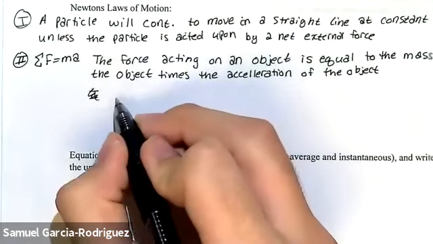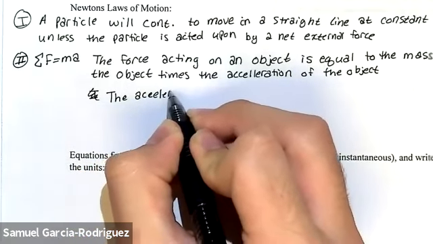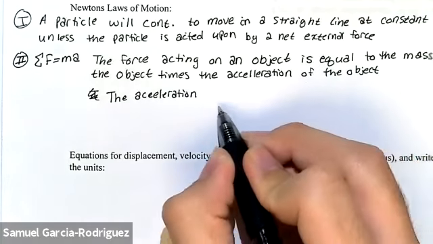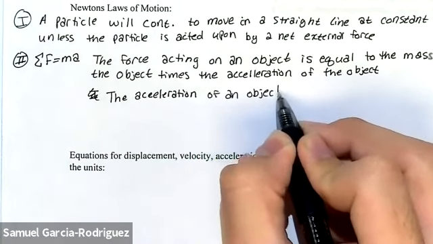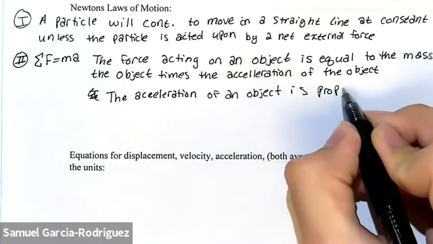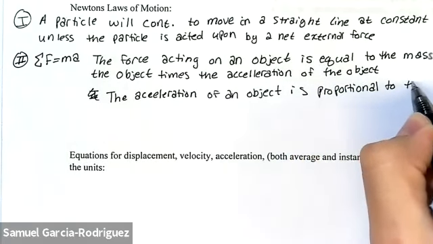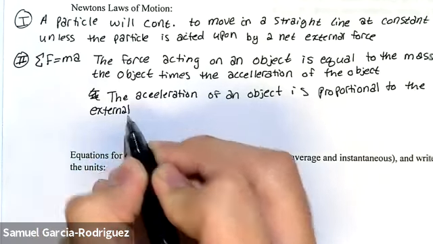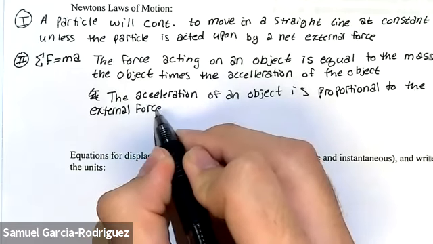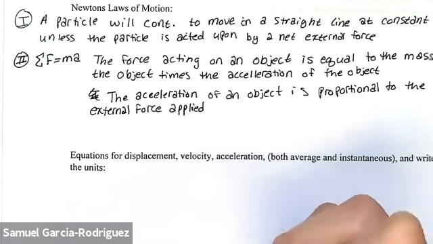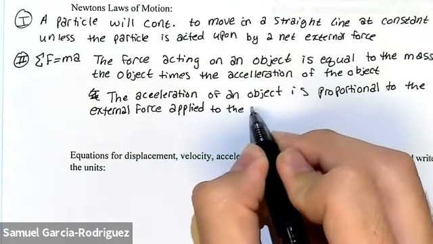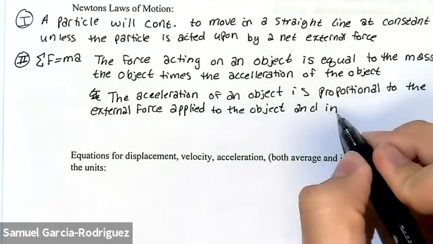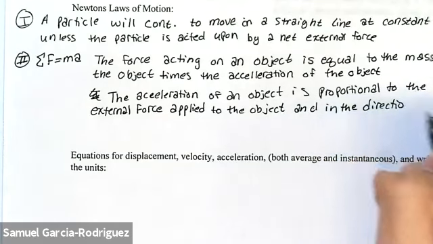So the acceleration, for those of you that were here last time, you probably already have this, but the acceleration of an object is proportional to the net external force applied to the object and in the direction of the net external force.